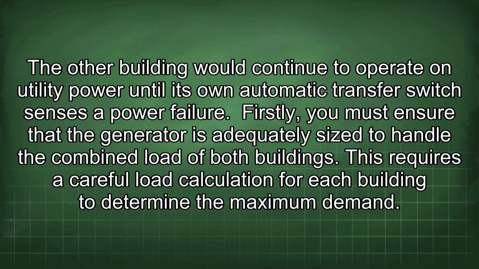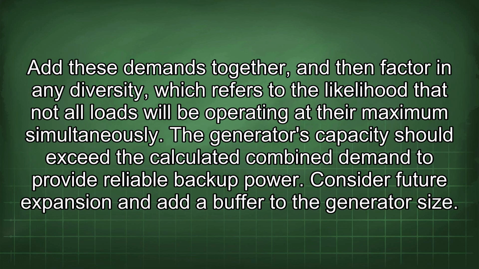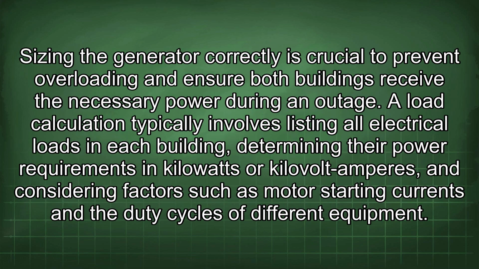Firstly, you must ensure that the generator is adequately sized to handle the combined load of both buildings. This requires a careful load calculation for each building to determine the maximum demand. Add these demands together and then factor in any diversity, which refers to the likelihood that not all loads will be operating at their maximum simultaneously. The generator's capacity should exceed the calculated combined demand to provide reliable backup power. Consider future expansion and add a buffer to the generator size. Sizing the generator correctly is crucial to prevent overloading and ensure both buildings receive the necessary power during an outage.